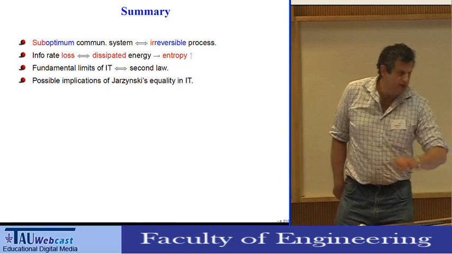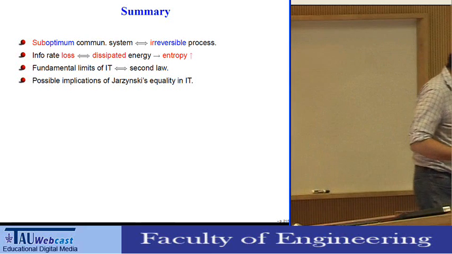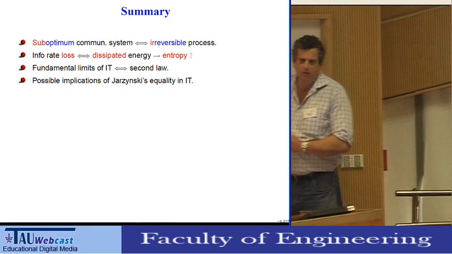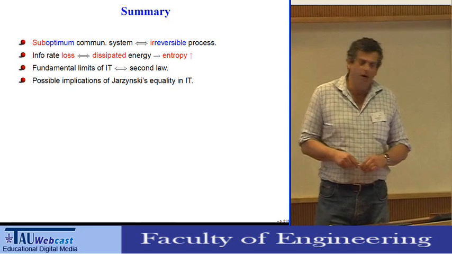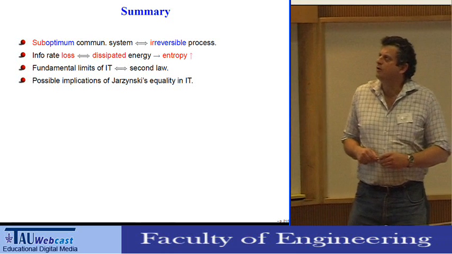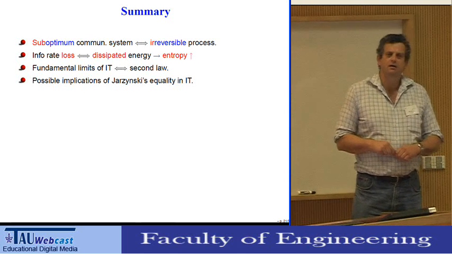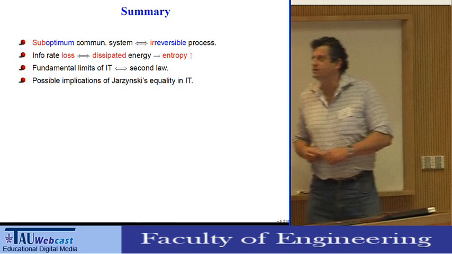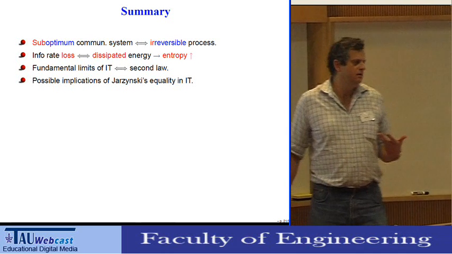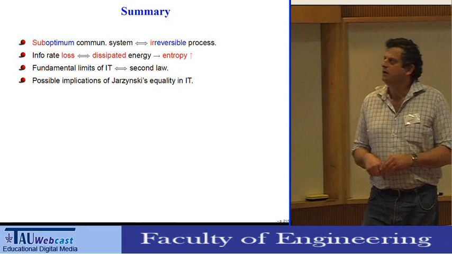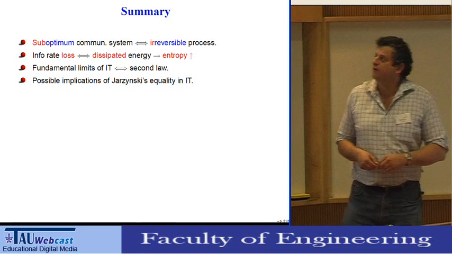So let me summarize. I think it's about time. We have seen that there are relationships between the fundamental limits of information theory, which all stem from the information inequality, and the laws of physics, in particular the second law. An optimum communication system is analogous to a reversible process, and a suboptimum communication system is analogous to an irreversible process. Any loss of information in the system can be attributed in the physics world to wasted, dissipated energy, which causes a rise in the entropy of the system and the environment.